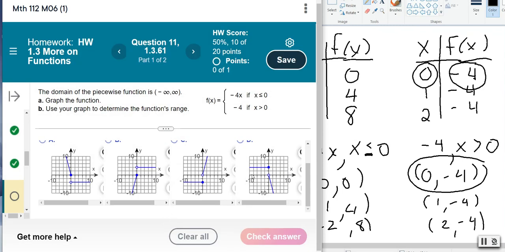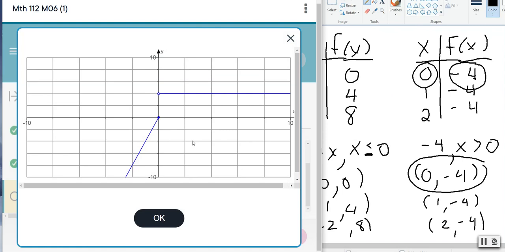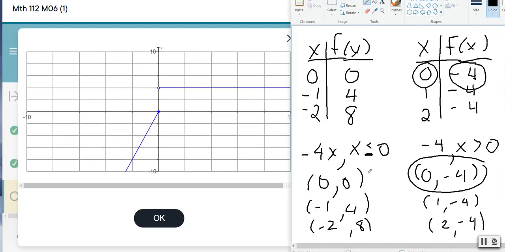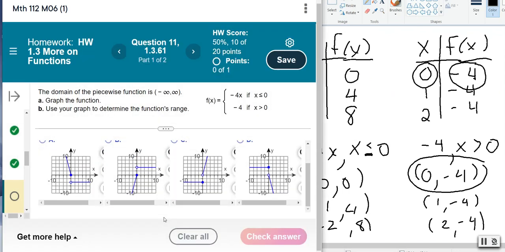Now let's talk about why these aren't our answers. In this one, this can't be my answer because this part has to have (-1, 4), positive 4. But if I go over here to negative 1, and these are 2, 4, 6, 8, 10, so be careful, these are in 2s, it's down here at negative 4 instead of up here at positive 4. So that can't possibly be my answer.